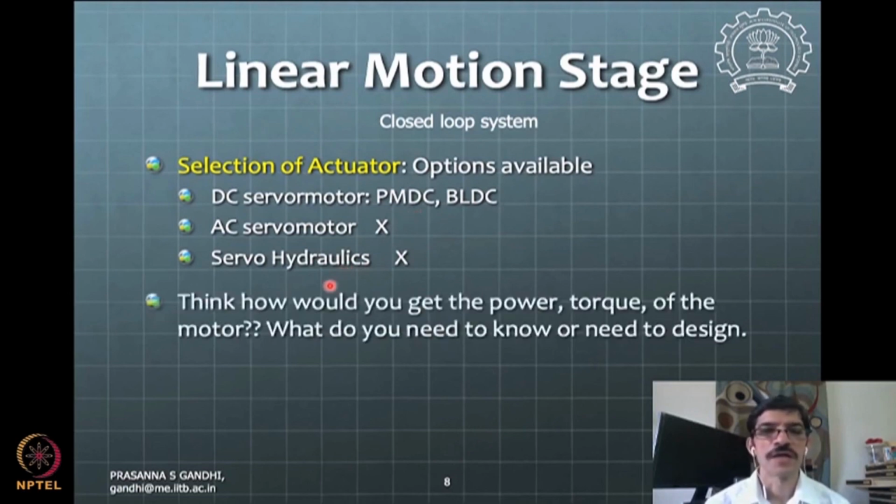And now the question is, how do you get power and torque for this motor? Again, one can see that if we estimate the mass in the system and the forces that are coming, then we'll be able to get to the torque. Now how do you get the forces? What forces can you think about for this linear stage motion, when we want to move it at say 20 mm per second?